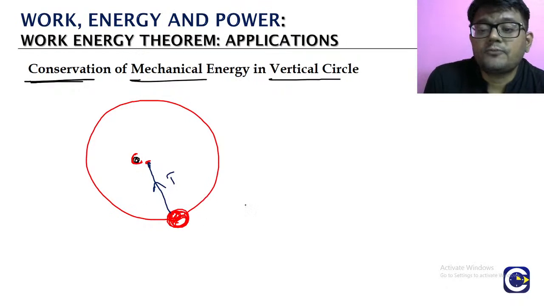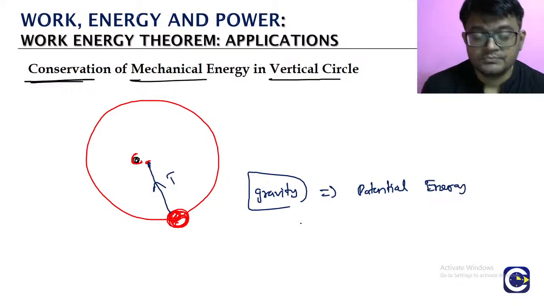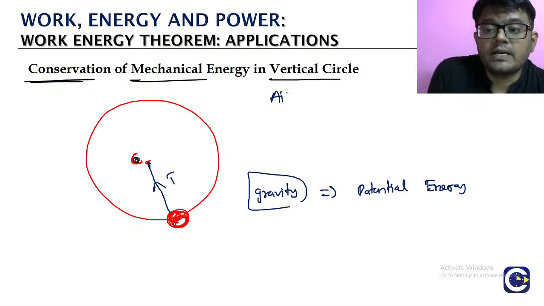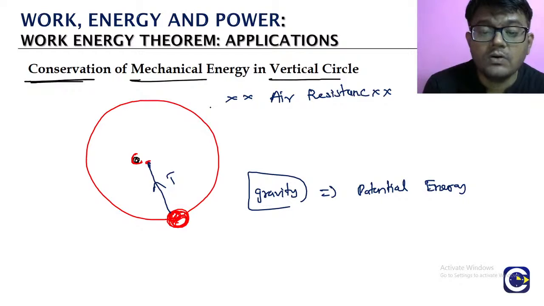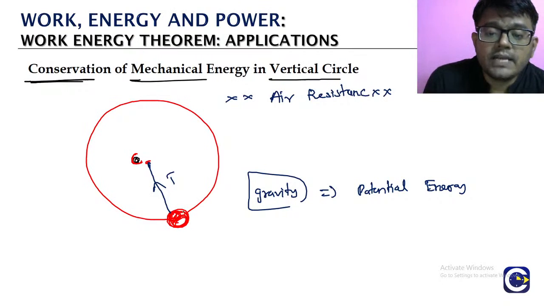Other than this, what will be the other forces? There will be, of course, the gravity part. But gravity is already accounted. Where is it accounted? In the potential energy term. Here, just like we do in our normal kinematics problems, we will neglect the air resistance. We will not consider the air resistance. Now, other than gravity, which is already accounted in the potential energy term, there is only one force, which is tension.